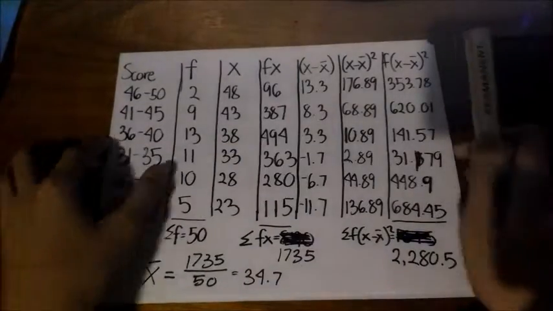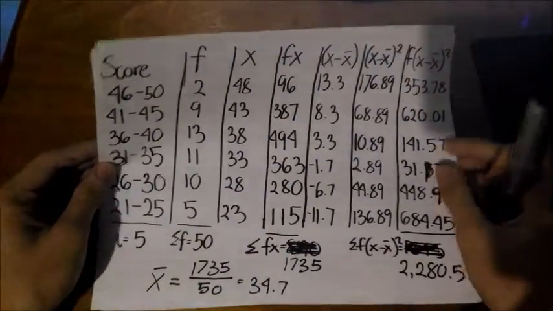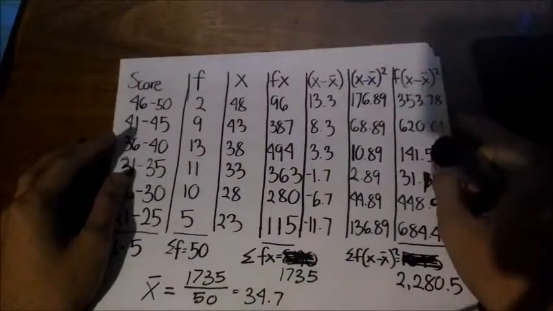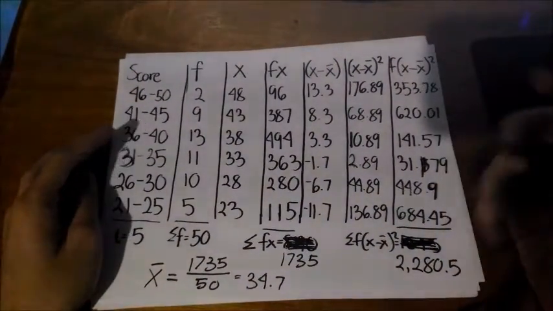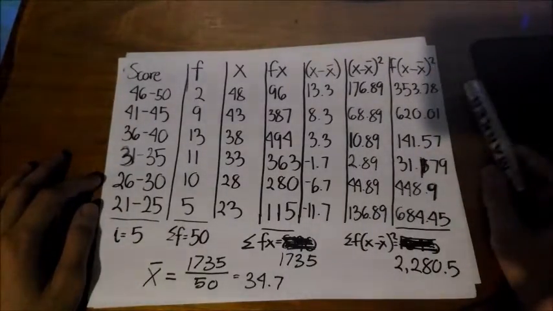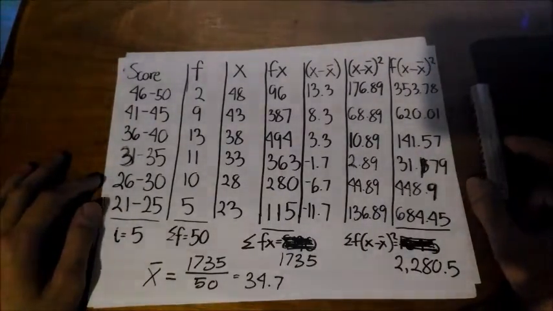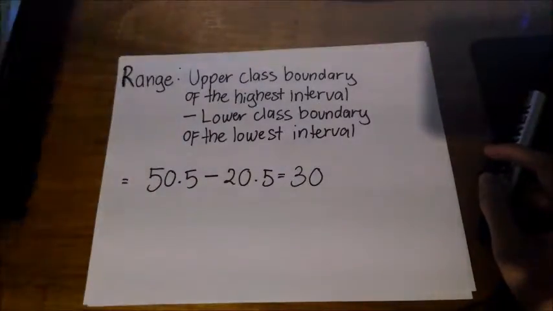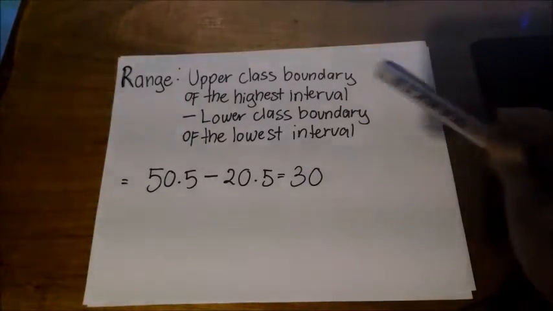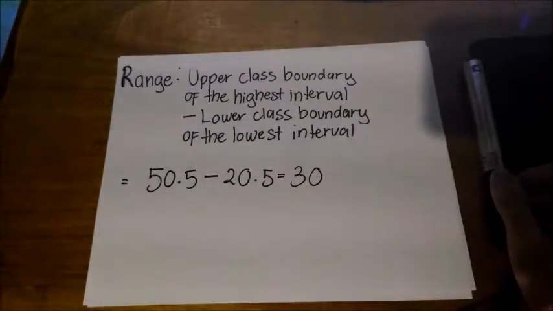Solve for the range, the variance, and the standard deviation. So how do you do that given the set of data? First of all, we need to get the range. The range is quite easy to get. Here's how you get the range: the upper class boundary of the highest interval minus the lower class boundary of the lowest interval.